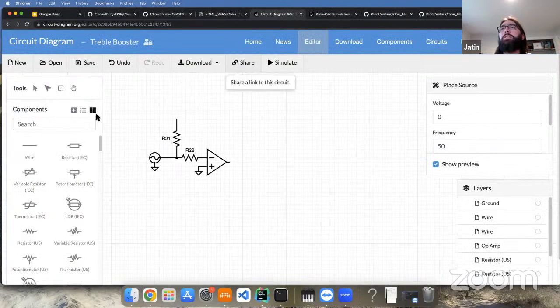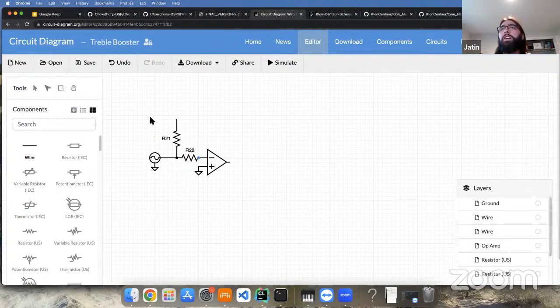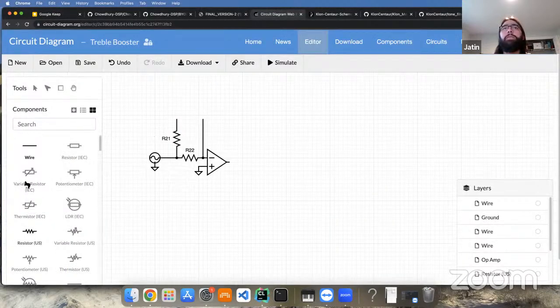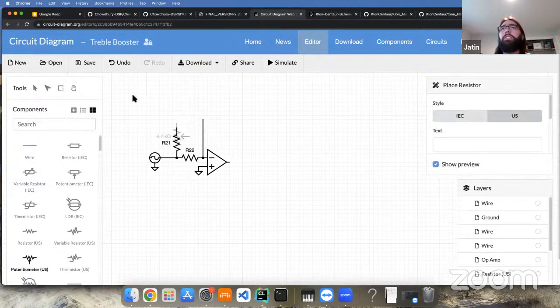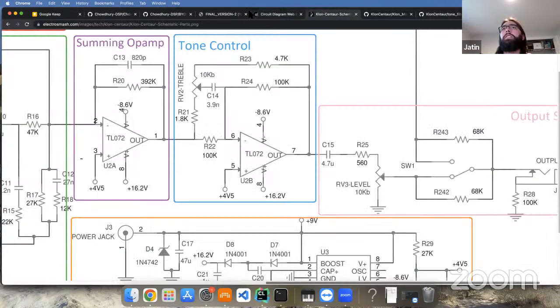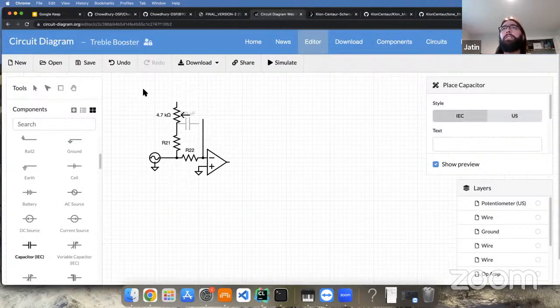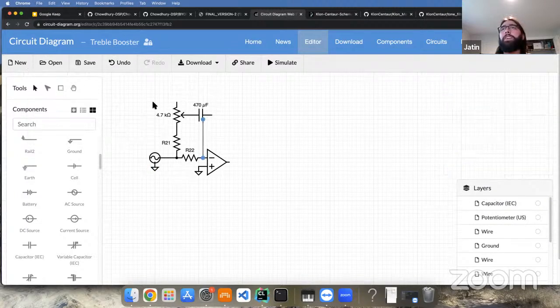Okay, I want another branch here. I don't know if I left enough room for myself. Yeah, okay, that'll be fine. And then let's see, we want a potentiometer. Maybe let's shrink that guy a little and put the pot in here. And capacitor, I didn't leave myself enough room, I don't think. Yeah, that's not enough room. Okay.